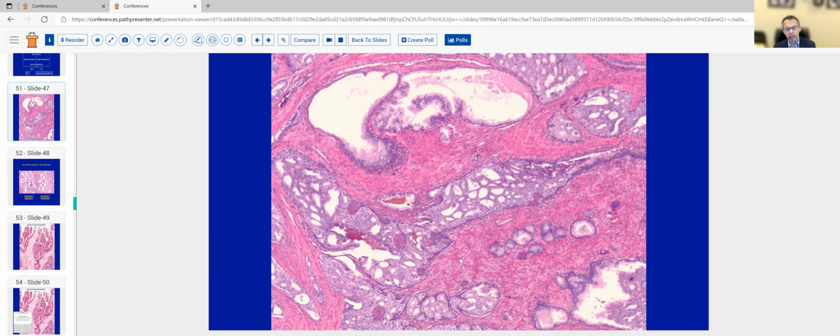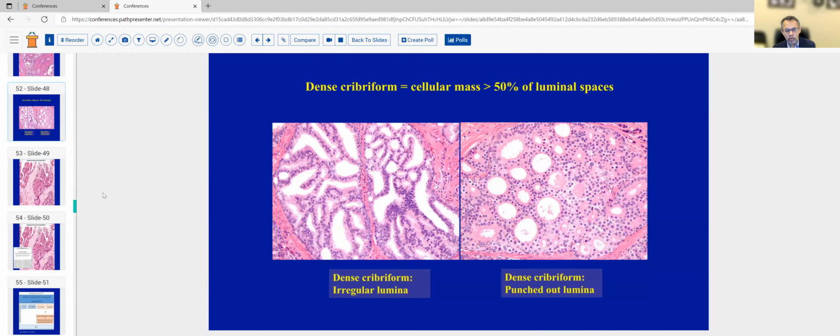Here is a beautiful example of intraductal carcinoma. You can see these large cribriform glands with a dense architecture. You see a beautiful branching pattern. When you see this type of branching glands, it almost guarantees you that you are dealing with intraductal carcinoma. You can also easily appreciate basal cells at the periphery of these glands. The dense cribriform is defined as cellular mass occupying more than 50% of the luminal spaces. And dense cribriform can have irregular lumina or punched out lumina like DCIS of the breast.